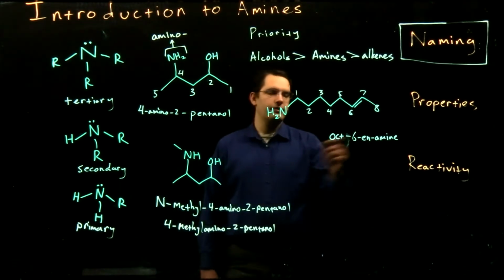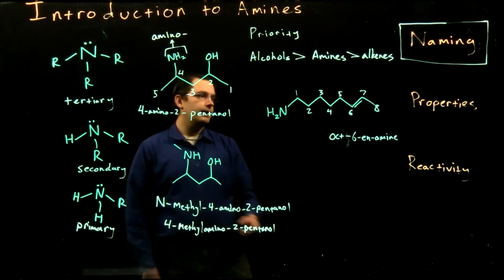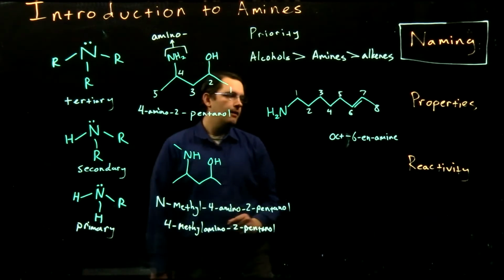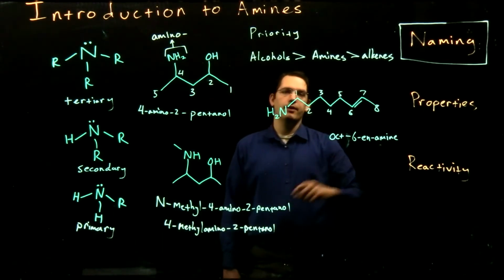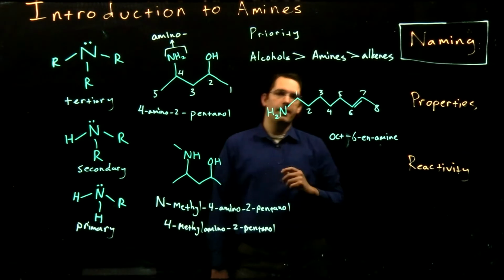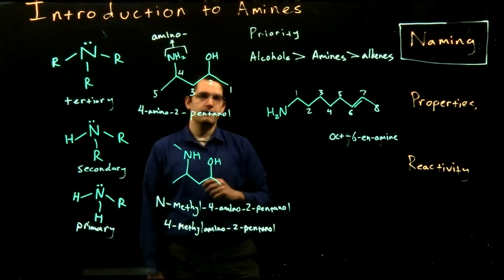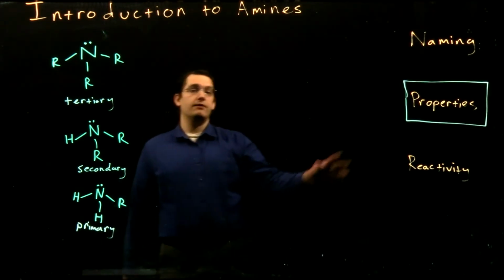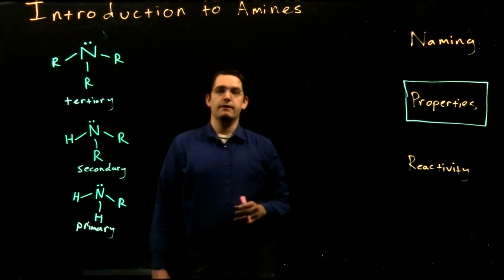So we just add the extra "en" in there to indicate where our double bond is, but we're still giving the number preference to our amine since it gets the higher priority over our alkenes. Now let's take a look at the physical properties of our amines.